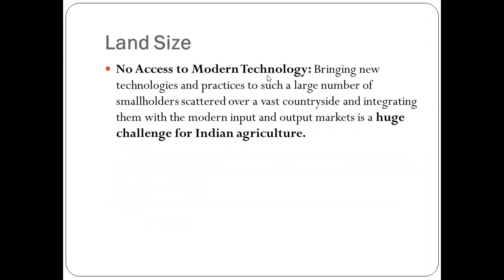No access to modern technology. Bringing new technology and practice to such a large number of small holdings scattered over the vast countryside and integrating them with the modern input and output model is a huge challenge for Indian agriculture. Means those people who have less land are unable to use modern technology in the agriculture sector because they do not have knowledge of how to use it and how to get it. It is the biggest challenge for farmers who have less land.